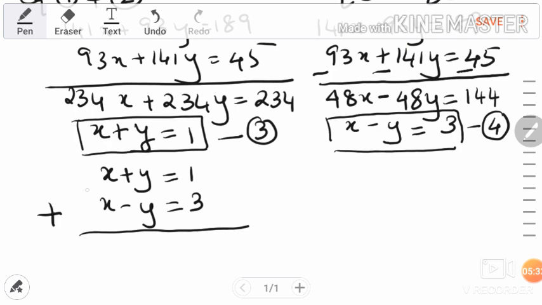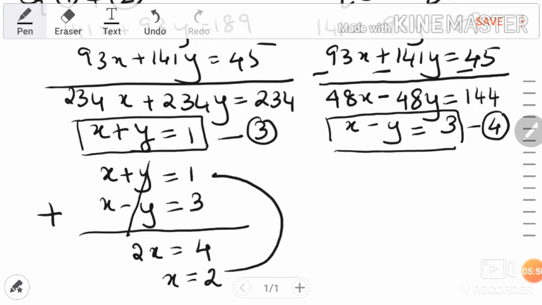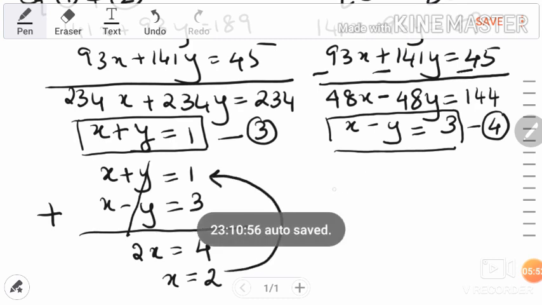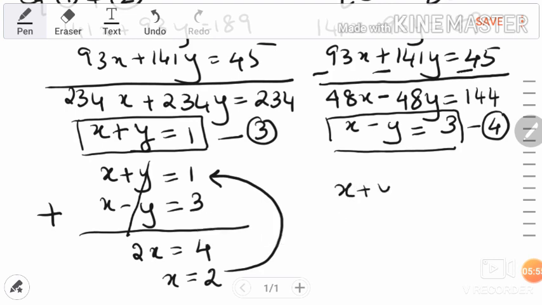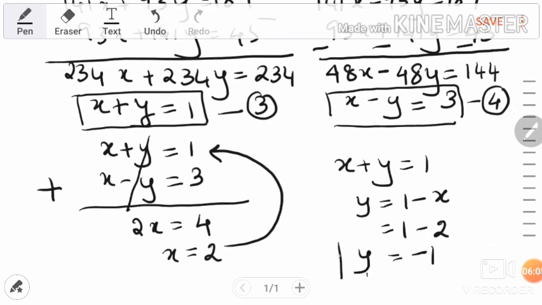We just need to add these two equations because the sign of y terms in both the equations are different. So on adding, y gets eliminated. You get 2x equal to 4 or x equal to 2. Now we can substitute value of x in any one equation. So let's substitute in the first equation. x plus y equal to 1. So y equal to 1 minus x. This is equal to 1 minus 2, which is minus 1. So y is minus 1 and x is plus 2.